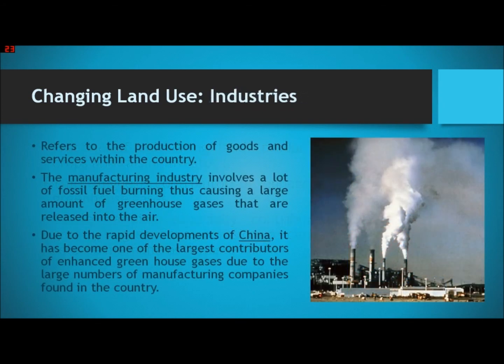The next one is the growth of industries. It refers to the production of goods and services within the country. The manufacturing industry especially involves a lot of fossil fuel burning, thus causing a large amount of greenhouse gases to be released into the air. Due to the rapid development of China, it has become one of the largest contributors of enhanced greenhouse gases due to the large number of manufacturing companies found in the country.